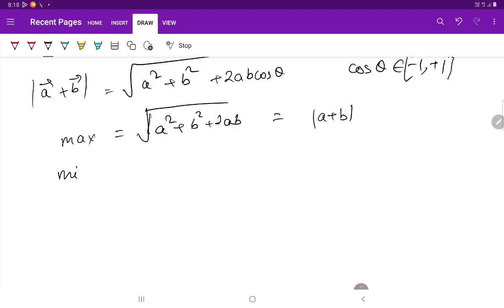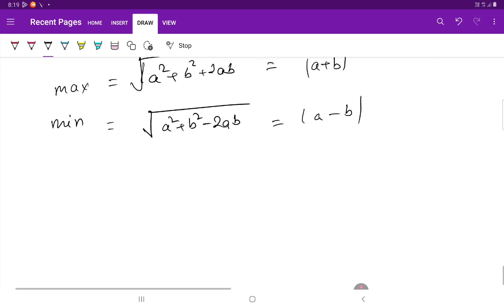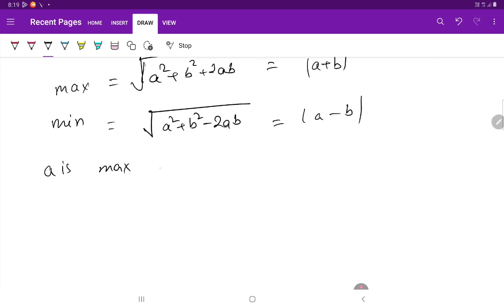The minimum is when cos theta is -1. Minimum would be under root A square plus B square minus 2AB. If you further evaluate, you will get the magnitude of A vector minus B vector. We are just dealing with magnitudes, so mod A minus B, where A is the magnitude of the A vector and B is the magnitude of the B vector. For now, let us assume that A is the maximum of them.